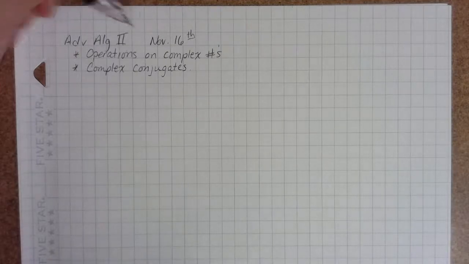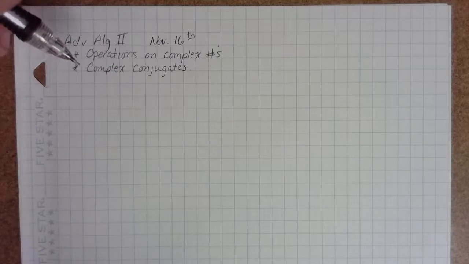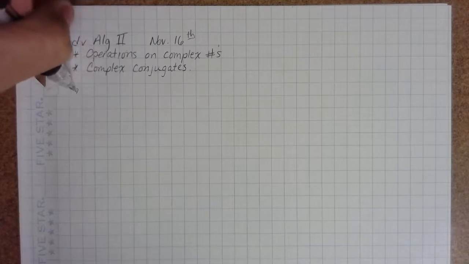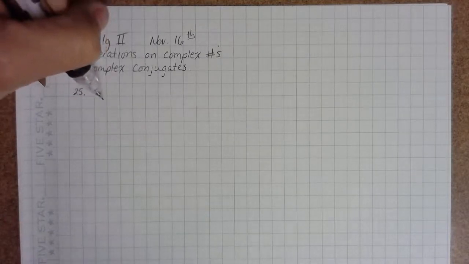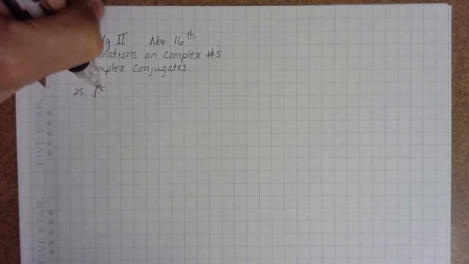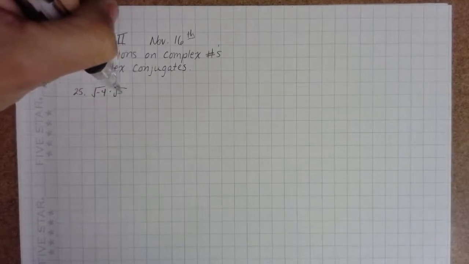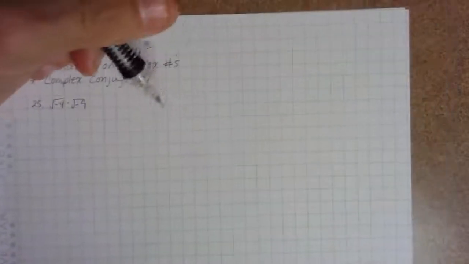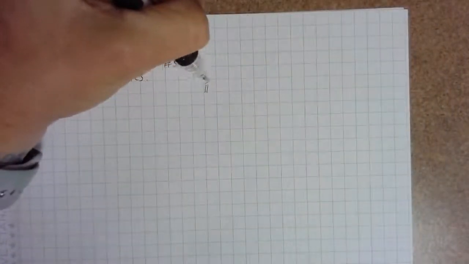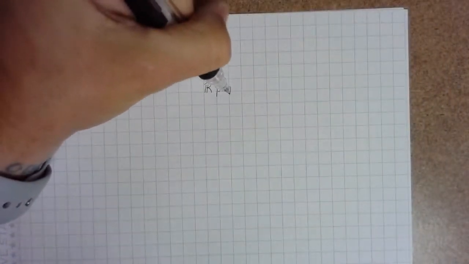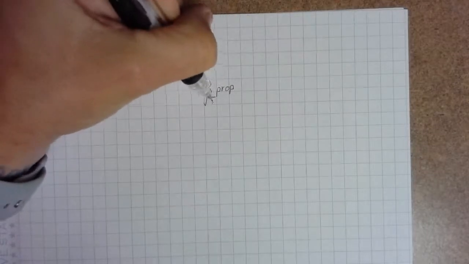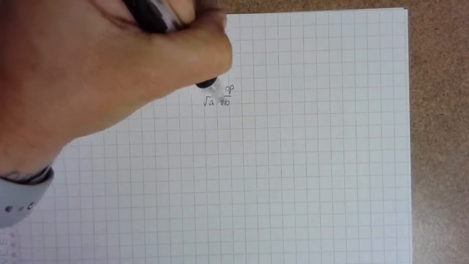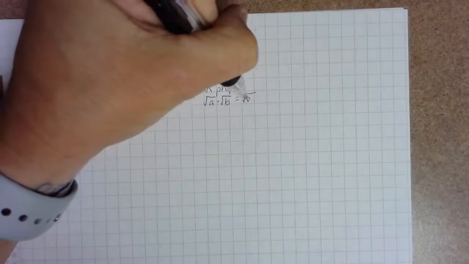So one of them that I had a question on, I'll start with it, is number 25. I think it was 25. Square root of -4 times square root of -9. We had the old property with the real numbers. The real number property said the square root of A times the square root of B equals the square root of AB.